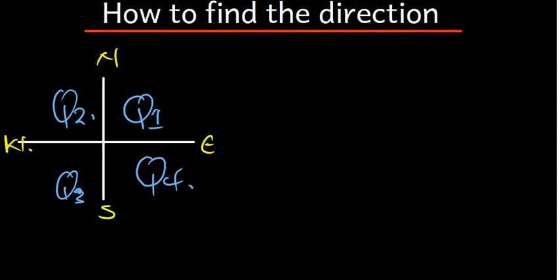Now we know that this line here is positive x-axis. This line is negative x-axis. This line is positive y-axis. This line is negative y-axis. That is very, very important, guys. Now, whenever you are resolving vectors into x and y components, remember, you are going to be adding those components.